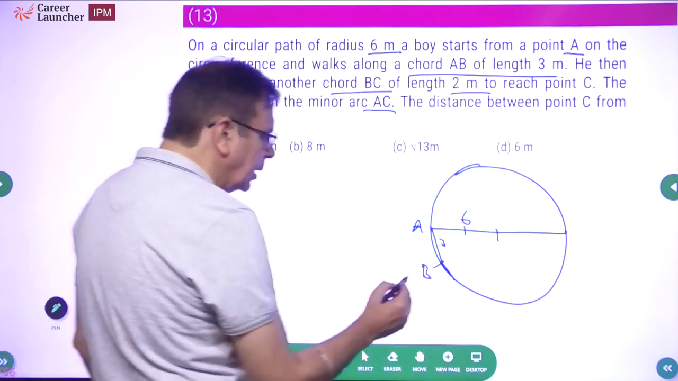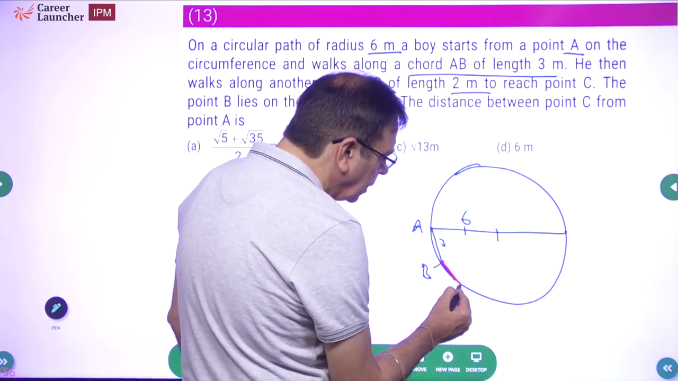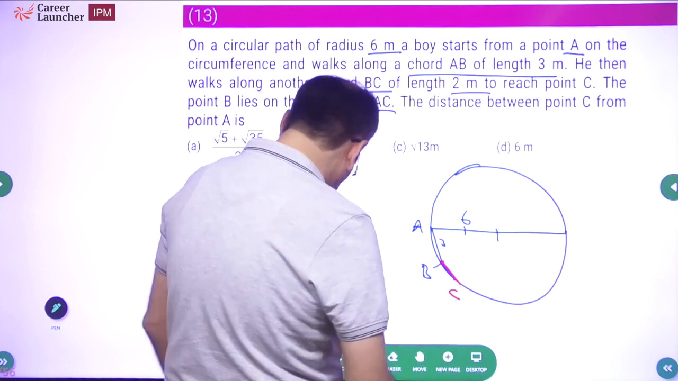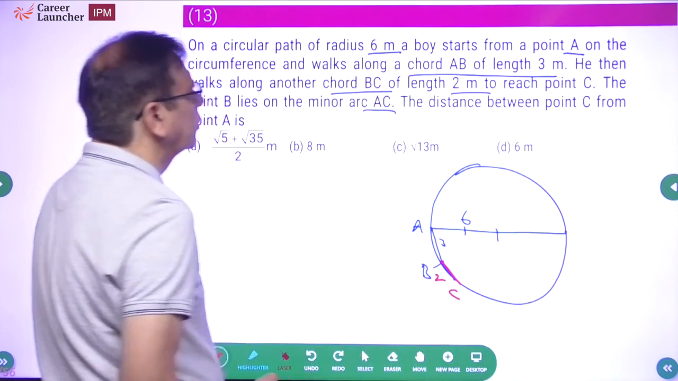It won't be visible, so let me just take a red colored pen. Yeah, this is going to be C and this is going to be 2 meters.